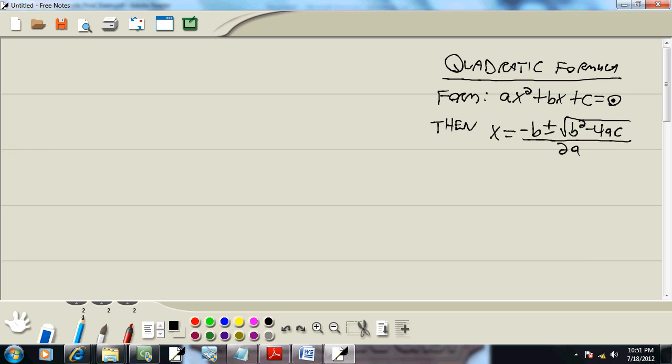Now again, you have to have 0 on the right side and have to have the x squared, x, and a constant. It doesn't work real well if you're missing some of these. There's other ways of solving it then.